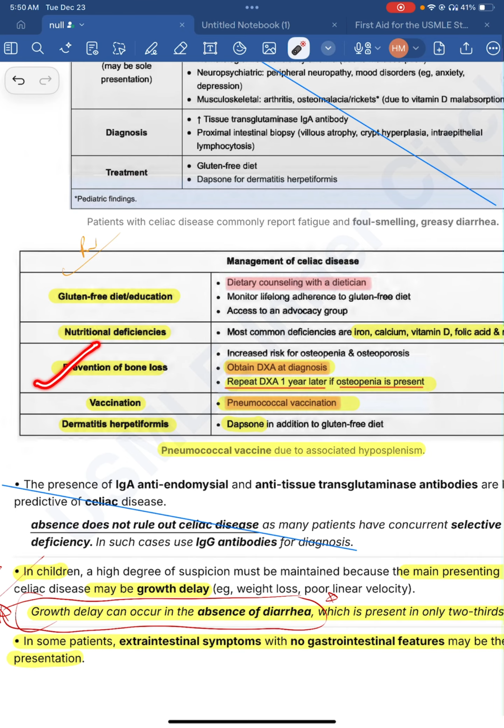You need to prevent bone loss. Obtain a DEXA scan at the diagnosis and repeat DEXA after 1 year if the patient has osteopenia. If the patient doesn't have osteopenia, you do not have to repeat the DEXA scan. But if there was osteopenia present at the time of diagnosis, then you need to repeat a DEXA scan. Vaccinate the patient, pneumococcal vaccinations. If the patient has dermatitis herpetiformis, dapsone is the treatment in addition to gluten-free diet. Why do you need to vaccinate the patient with pneumococcal vaccination? There is associated hyposplenism. When you have a small spleen, you are susceptible to more bacterial infections.